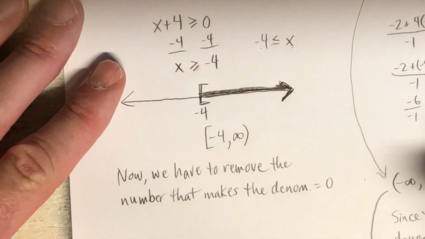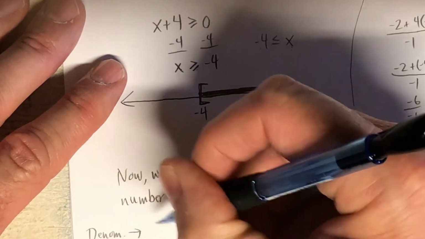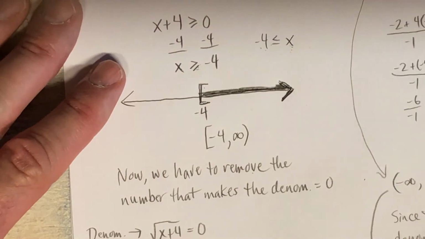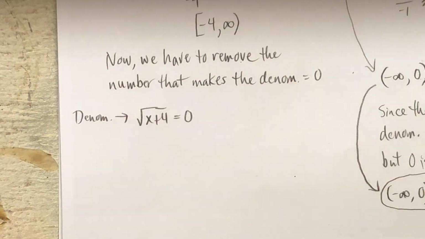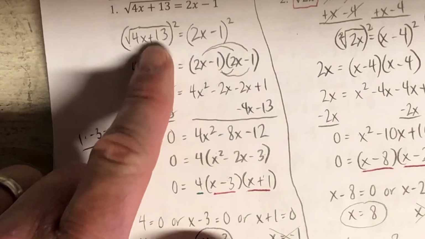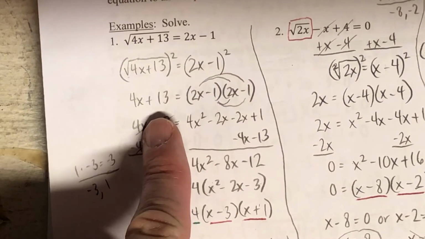Let's write it down here. The denominator is the square root of x plus 4. So what we do is we set that equal to 0, and then we figure out the solution to that equation. A little review here of equations that have radicals in them. This is an equation because of the equal sign, and then it's got a radical in it. When you have an equation with a radical on one side and not a radical on the other, we square both sides to make the radical disappear.